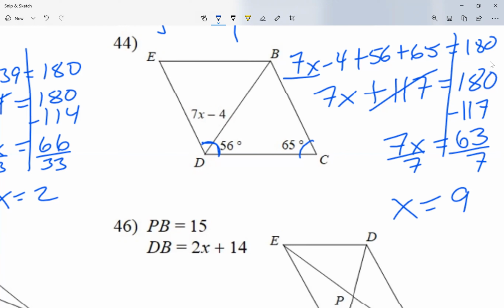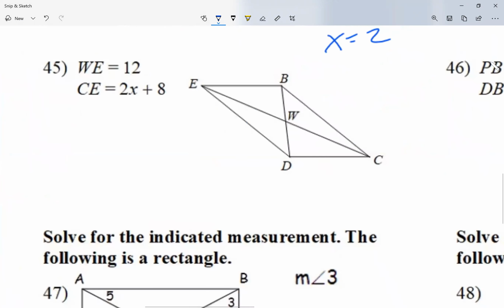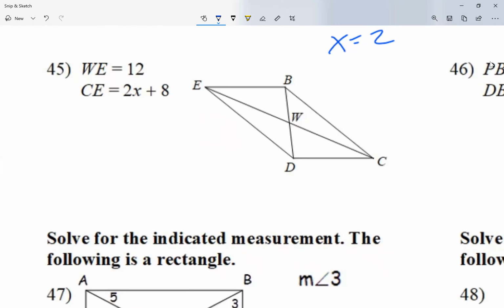Okay. Now let's take a look at number 45. We're looking at parallelograms, but I know my parallelograms, they cut each other in half. I'm looking at the information that is all numerical. So WE is 12, and I'm going to say WC is also 12. Then I look at my information here. CE is 2x plus 8. Now I got to ask myself, how big is CE? CE is the entire diagonal. So I'm going to say 24.